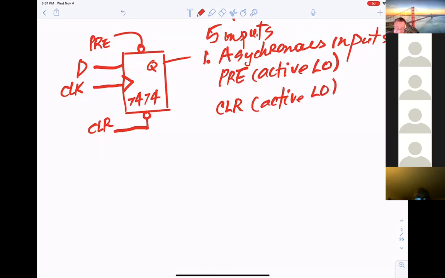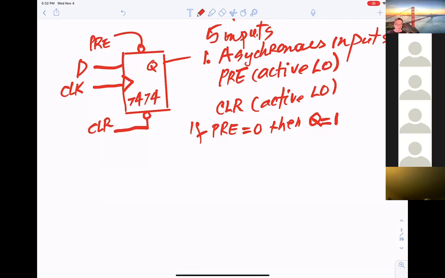Okay, they're telling you one thing. If PRE equals 0, then Q must be 1, no matter what. Okay, they don't care about the other input.